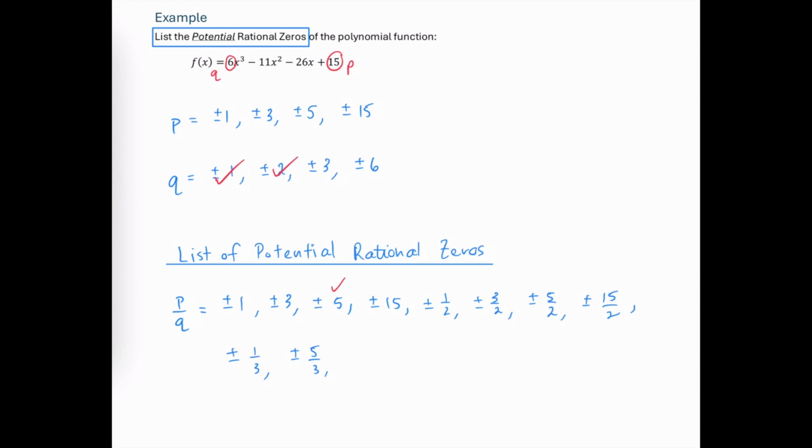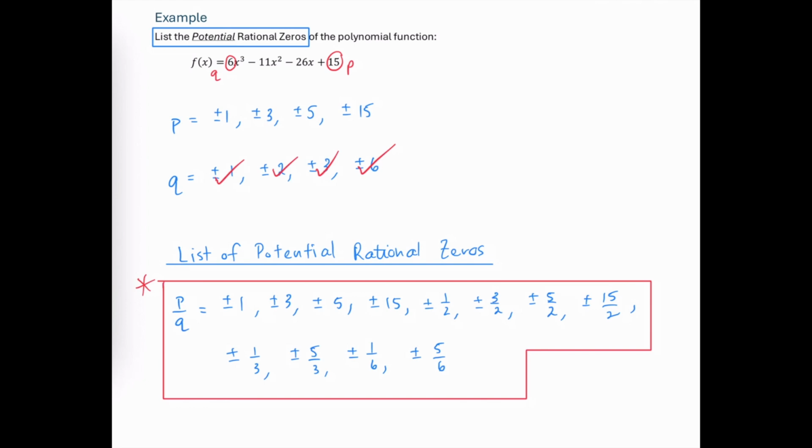So we've written all the factors of p over 3, and now it's time to move to the last factor of q, which is 6. So we start with 1 over 6, which is not yet in our list. 3 over 6 is 1/2, and 1/2 is already in our list, so we don't need to duplicate that. 5 over 6 is something that we don't have yet, so we add plus or minus 5/6. And 15 over 6 reduces down to 5/2, which is in the list, so we don't need to write that one again. So now we have all the factors of p over 6, so this makes our complete list of potential rational zeros. This list gives us a place to start when we're looking for the zeros of a polynomial function.